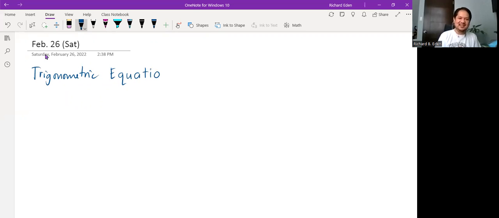Equations. Okay. Of course. What else could it be? I've already written down EQUA. What else could it be? All right.